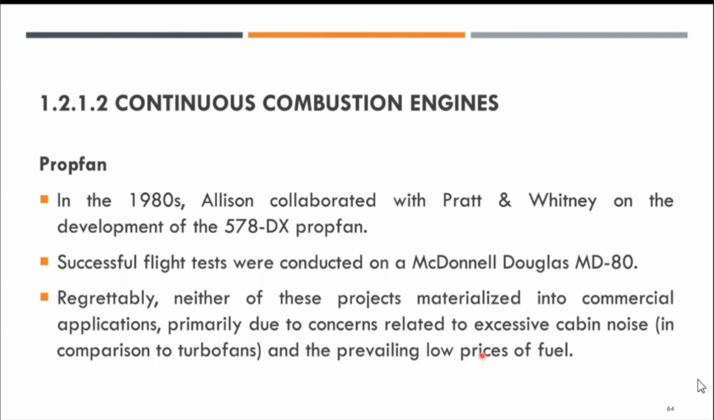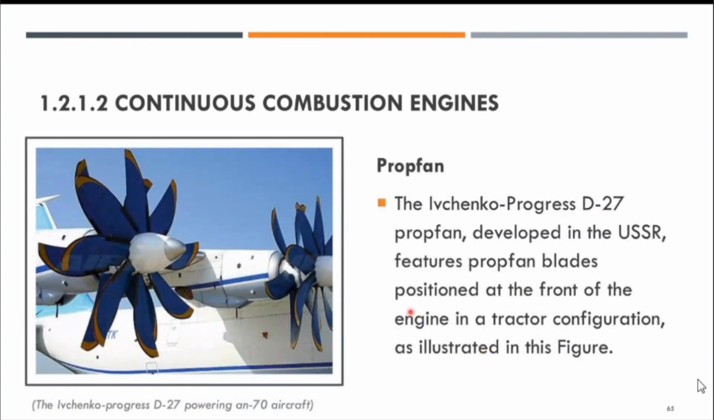All right. So this is another example of a prop fan, where you can see this beautiful type of fan. This is the Ivchenko Progress D27 prop fan developed by the Soviet Union, USSR, which features prop fan blades positioned at the front of the engine in a tractor configuration, as illustrated here.